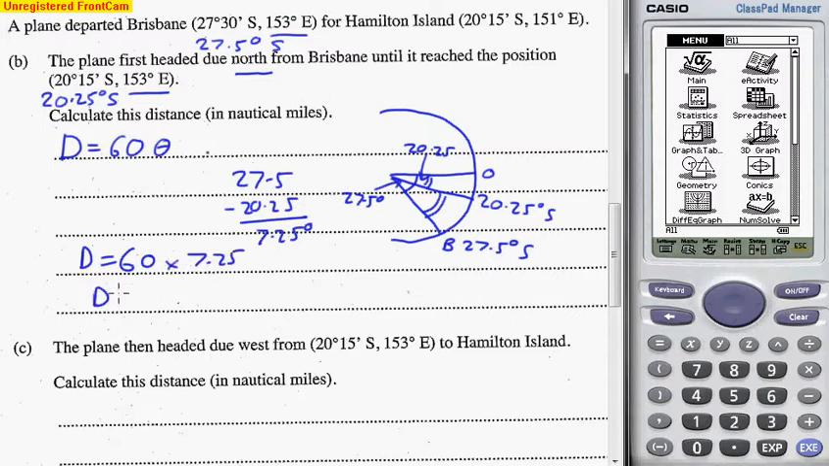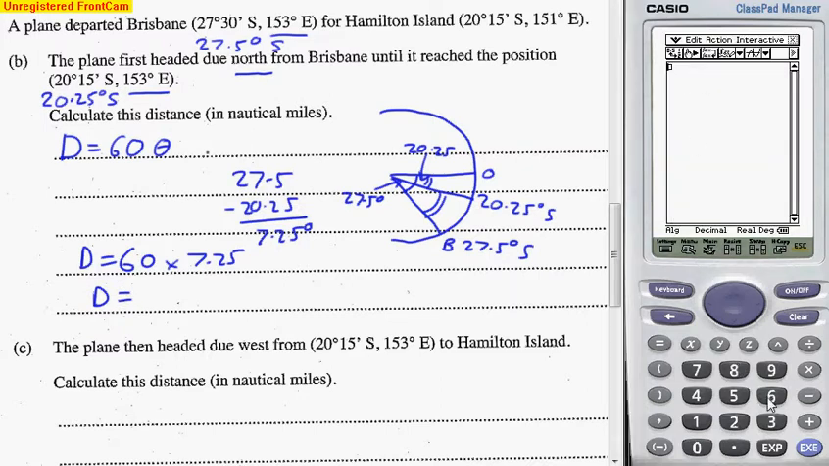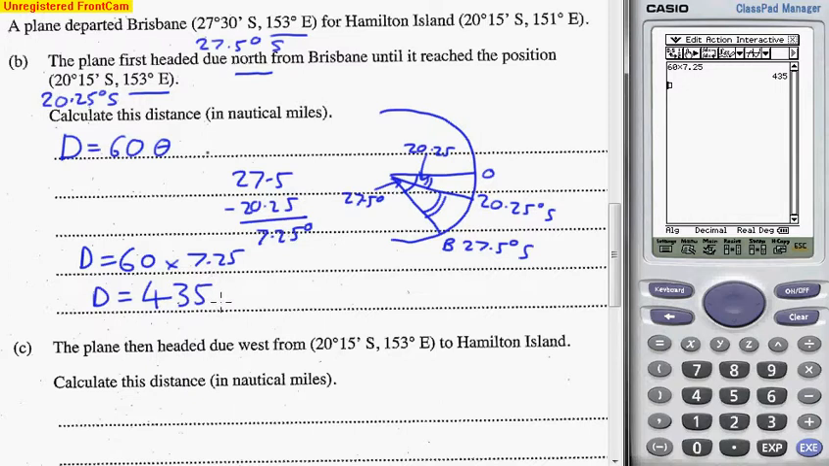and that distance comes to, up to my calculator, 60 times 7.25, and that's 435. So we get 435 nautical miles, and that is part B all done.